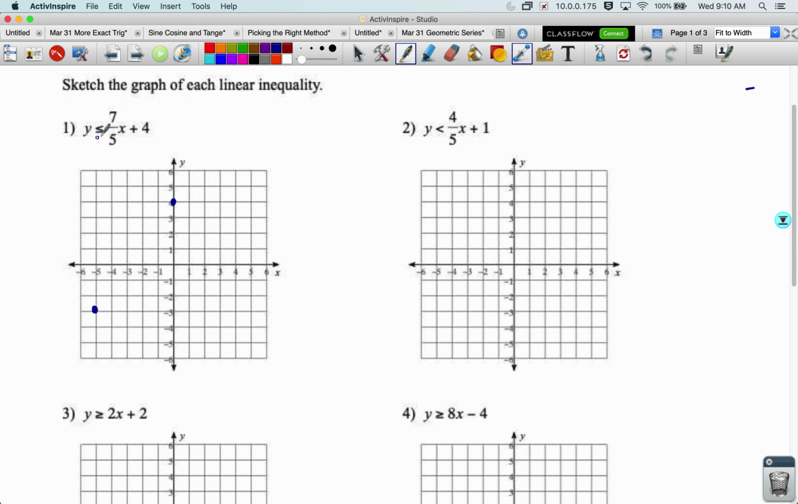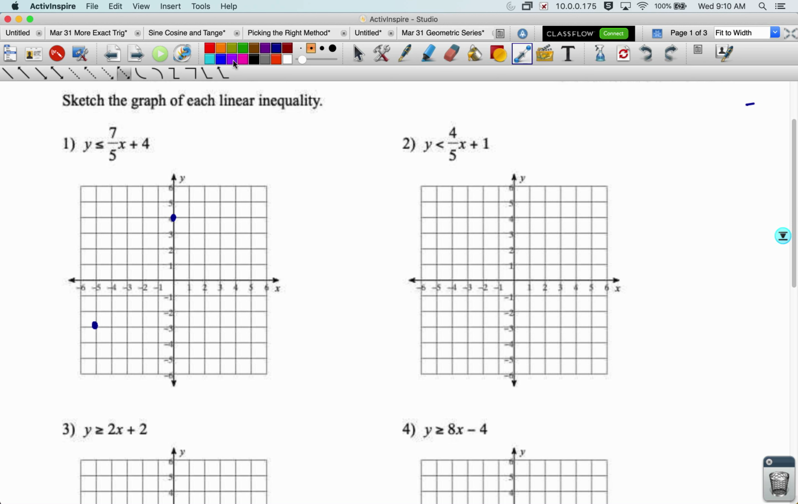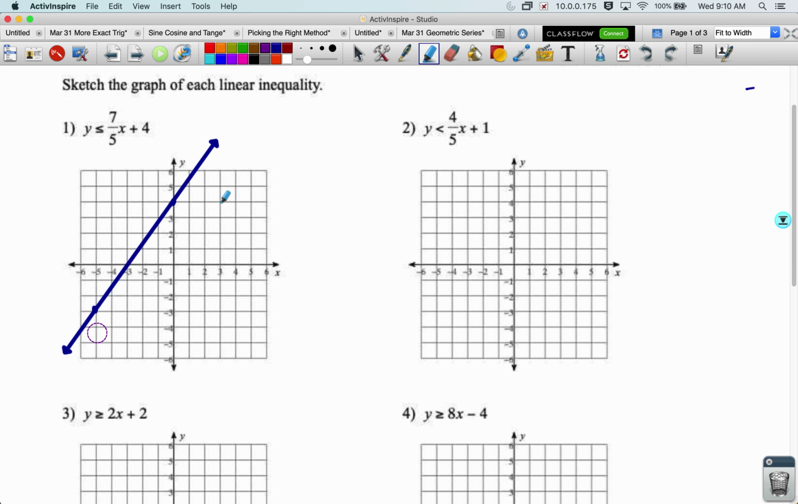Now that I've got as many points as I can get on there, I look at the inequality symbol. This one does have that or equal to. So I want to connect these 2 points with a solid line. So let me pick a solid line here. Connect those 2 points. All right, the solid line means that points exactly along this line will be considered solutions to this inequality because of that or equal to there.